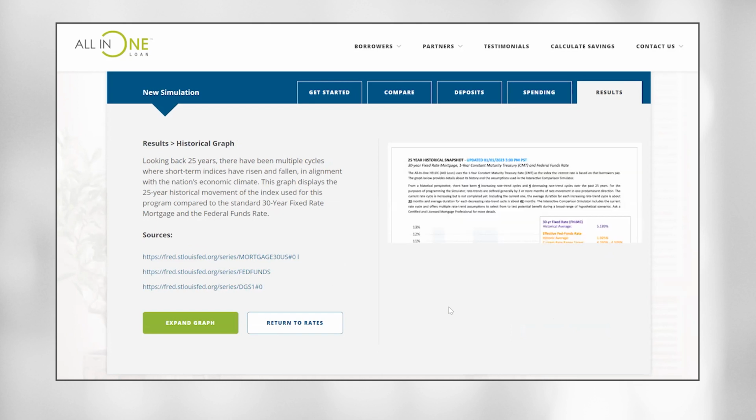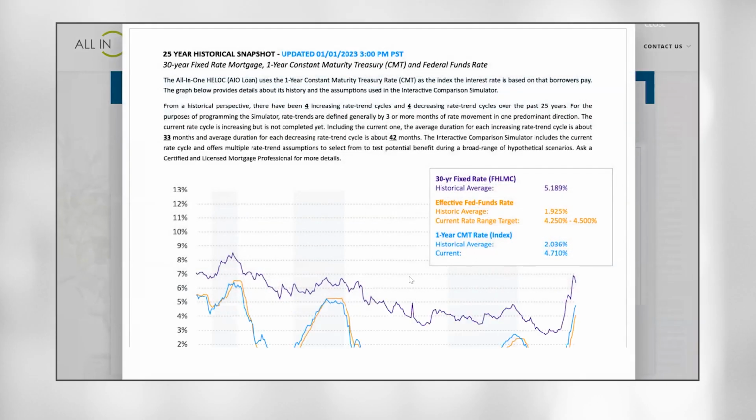So if we look at the graph, we see the movement of the 1-year CMT index. That's the index that we use for the all-in-one loan. And you can look up this index online and read about it if you want. But this is just a simple graph of the last 25 years. So you can see it goes up and down depending on what the market's doing. Right now it's going up.